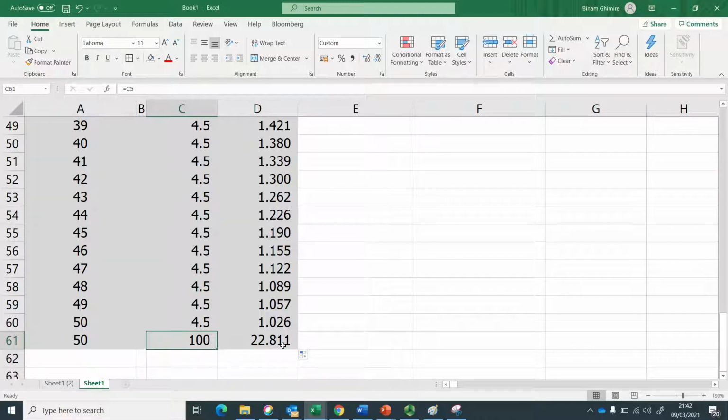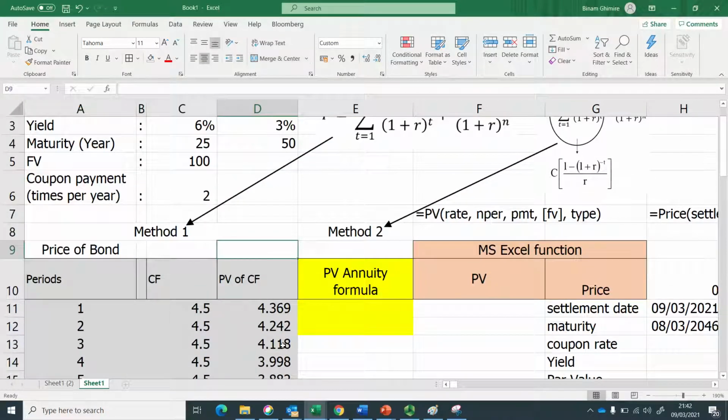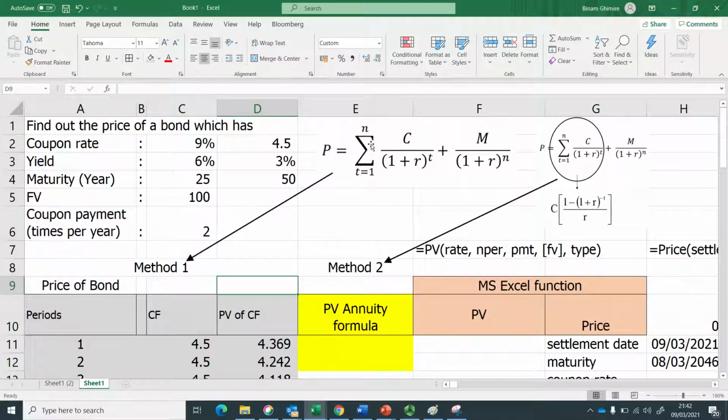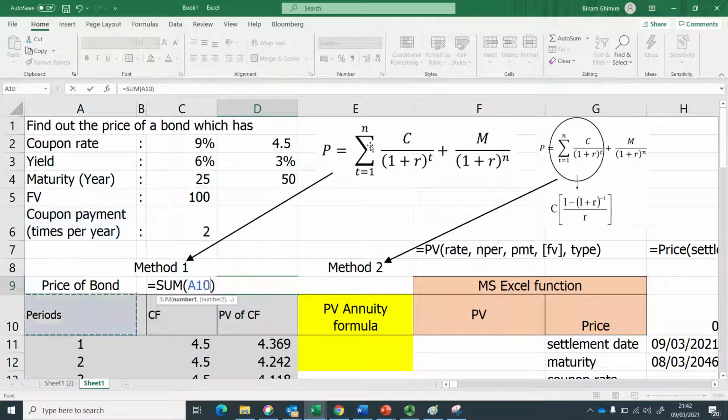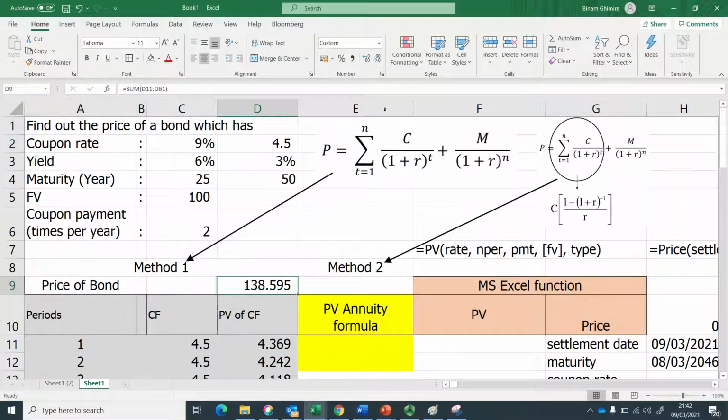So the $100 that you will receive after 25 years is today only equivalent to $22.81. Now in terms of price of the bond, you just need to add them all up, as the summation symbol says. So use alt equal, or simply equal sum, and highlight all of these, and you get the price of the bond, which is 138.595, or you can simply say 138.6. So we applied the first method and we found the answer.